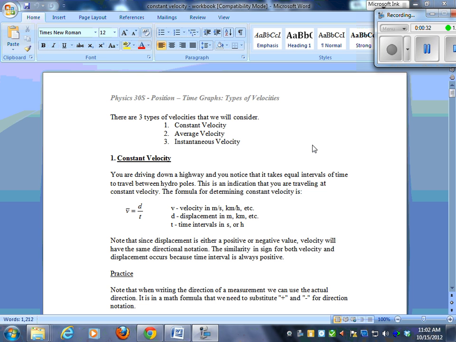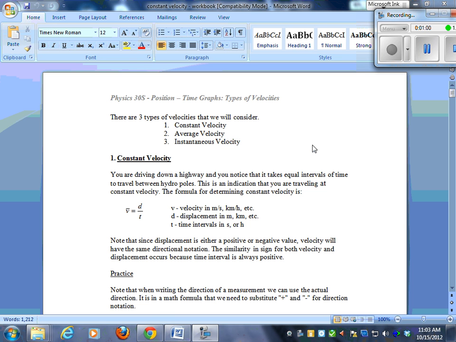Okay, so here's an example. You're driving down a highway. You notice that it takes equal intervals of time to travel between hydro poles. This is an indication that you are traveling at a constant velocity, and there's the formula that we've seen already for determining constant velocity: V bar equals d over t. V bar means average velocity, but if you're traveling at a constant velocity, then your average is going to be the same as that constant velocity. The average is always going to be the same as all the other velocities.